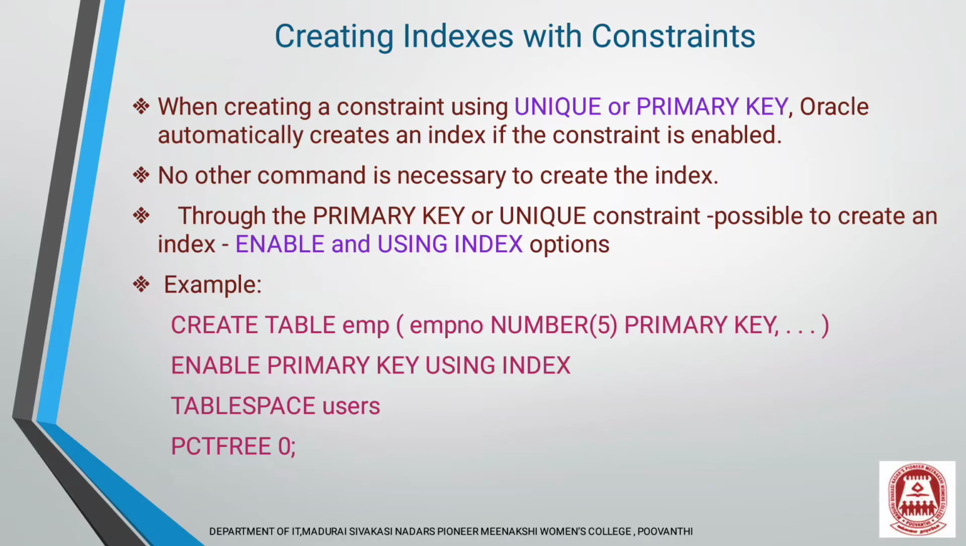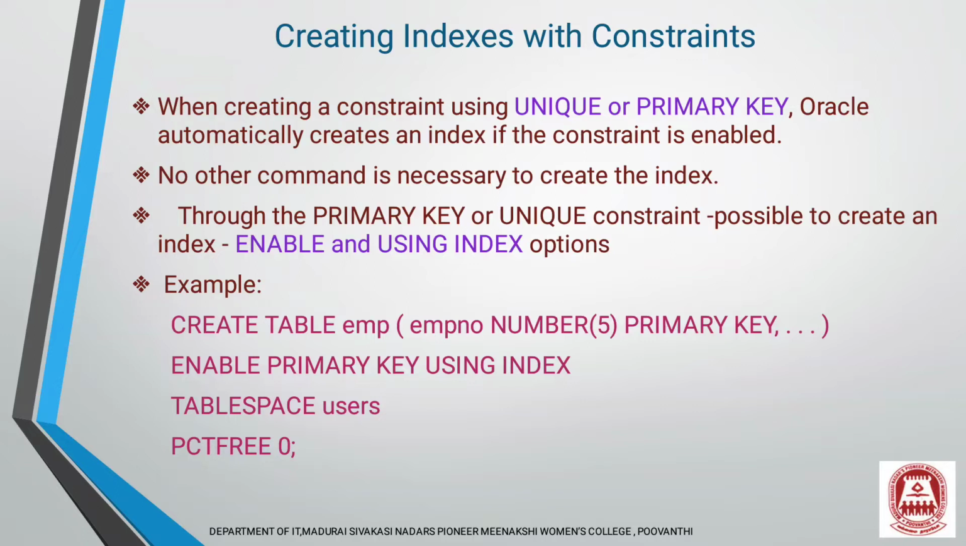When creating a constraint using unique or primary key, Oracle automatically creates an index. If the constraint is enabled, the index is also ready to work. No other specific command is used to create an index. This should be enough. So through the primary key or unique constraints, it is possible to create an index. The keywords are used for adding the special feature with the unique key or primary key, that is ENABLE, and USING INDEX options are preferred.